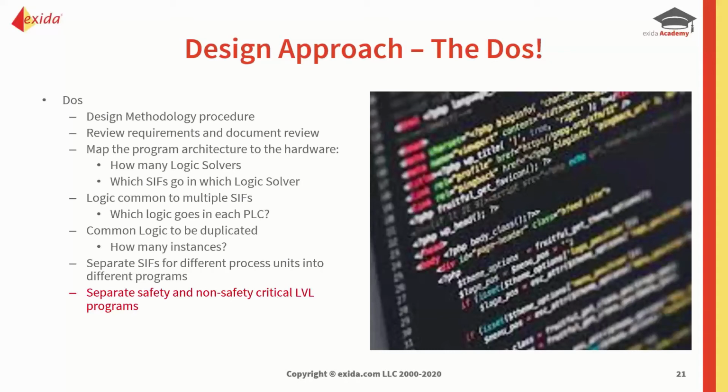And then, as I said, you can separate SIFs for different process units into different programs. And above all, you need to separate your safety and non-safety critical LVL programs. The non-safety should be really in the BPCS, because if you put it in the SIS, then you have to treat it like safety. So again, if it's not safety critical, don't put it in the SIS. Otherwise, you're just creating more work for yourself.